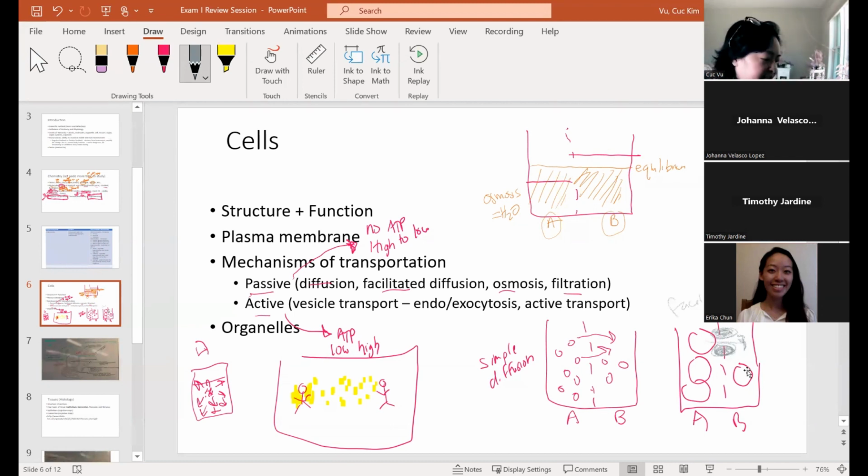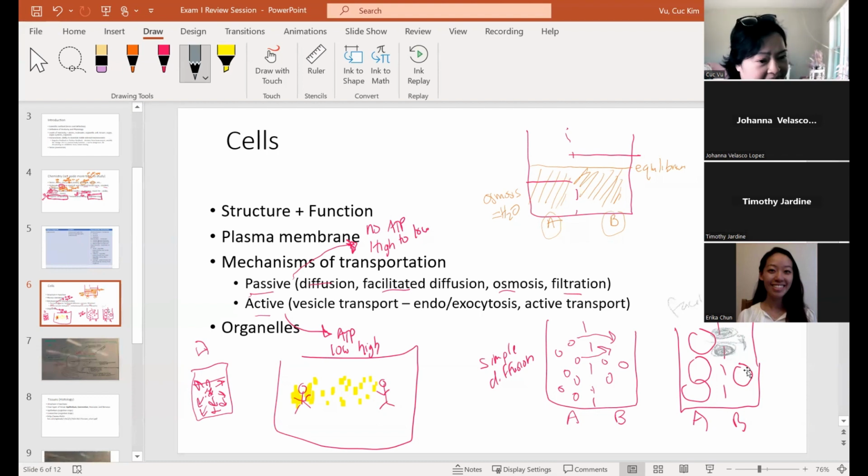Questions? Just to clarify, osmosis is water and it stays at equilibrium. Simple diffusion is the perfume model where you go into a place and it spreads. And facilitated diffusion would be to use a channel protein.